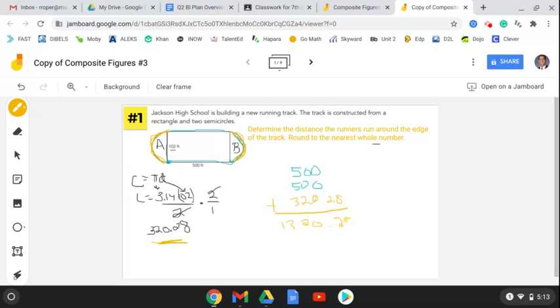1,320.28. Okay, and it told me to round to the nearest whole number, so this would be 1,320, and it would be square feet. Nope, not square feet, right? Because it's the distance around. So this is just like perimeter. This is singular units. So this is just 1,320 feet.